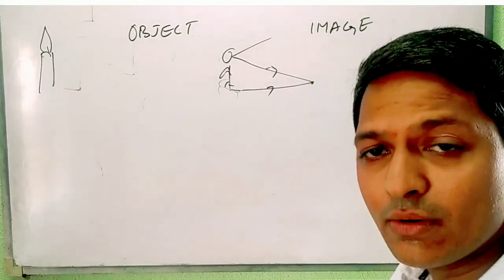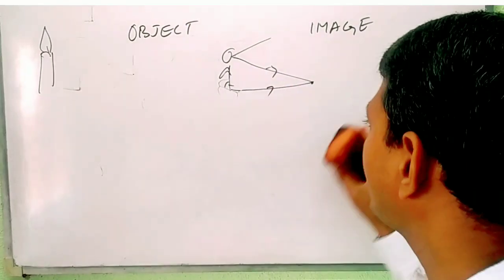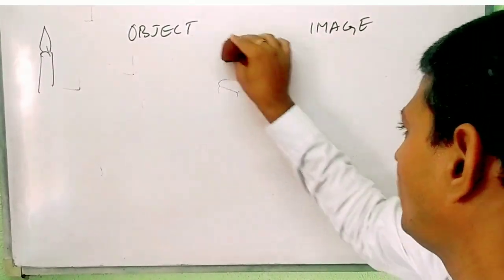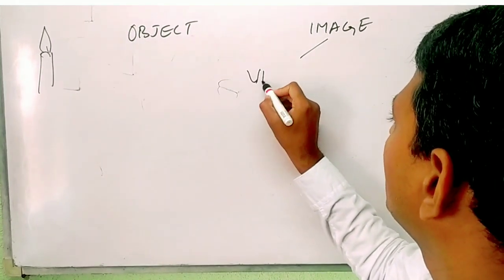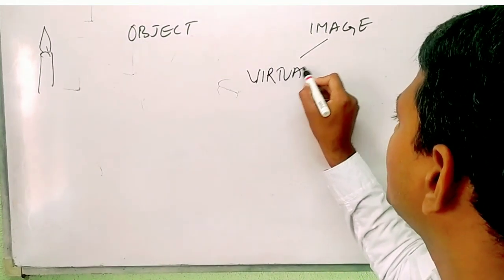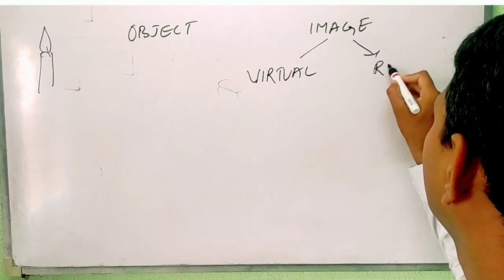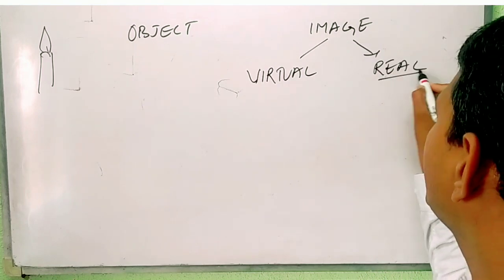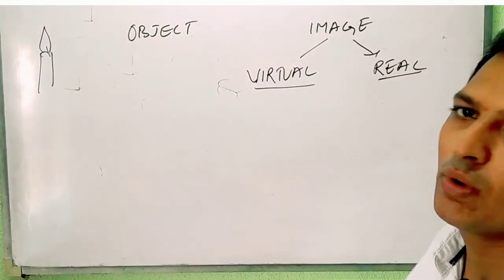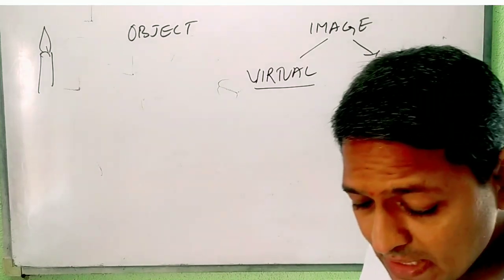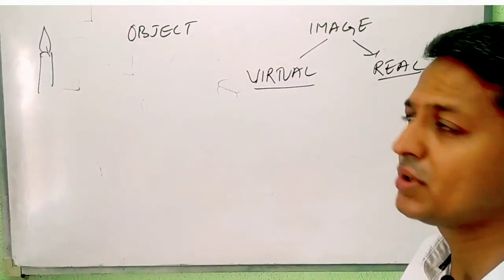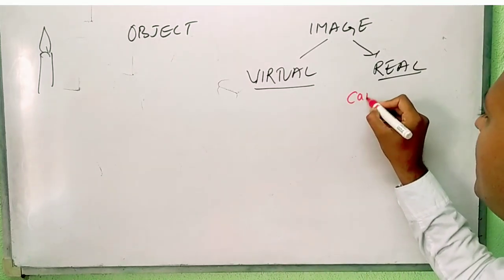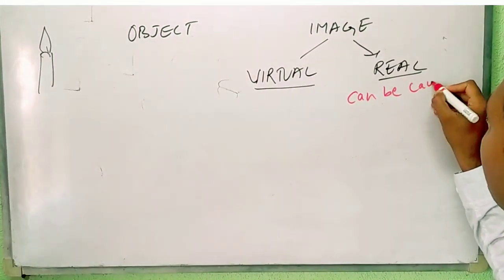Now, when we are trying to understand images, there are two types of images. What are the two types? The two types of images are real and virtual images. So what is a real image and what is a virtual image? Real images are the images which can be caught on a screen.